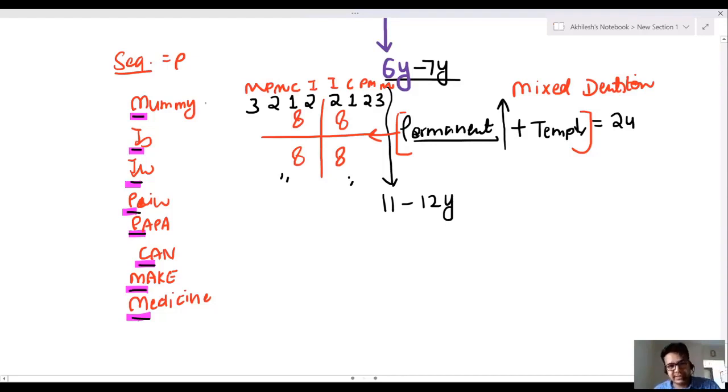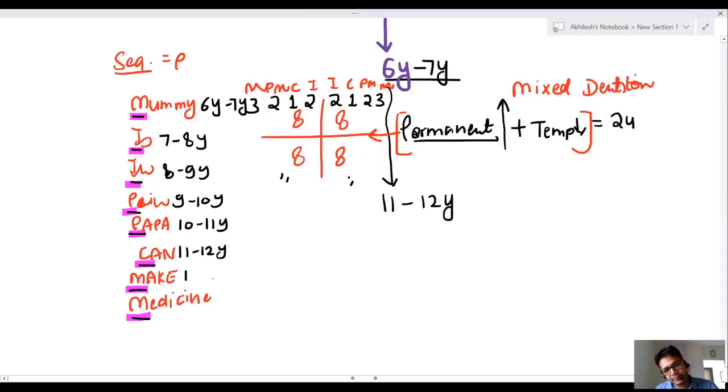Now we'll start with the first molar at 6 to 7 years. Just increase the age by 1 each time: 7 to 8, 8 to 9, 9 to 10, 10 to 11, 11 to 12, 12 to 13. But the last molar comes at 18 to 25 years of age.